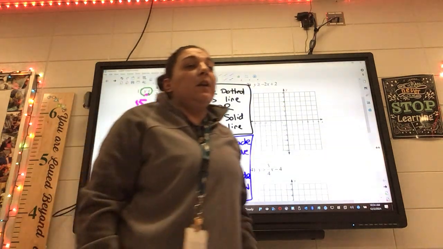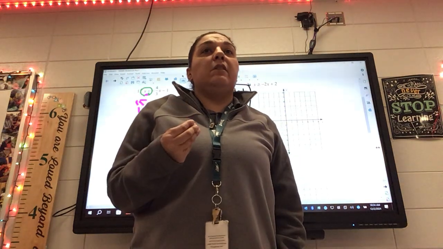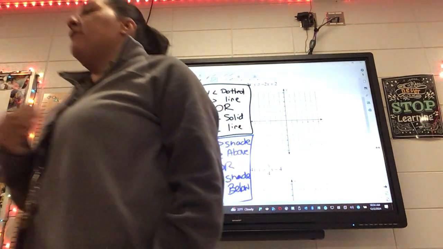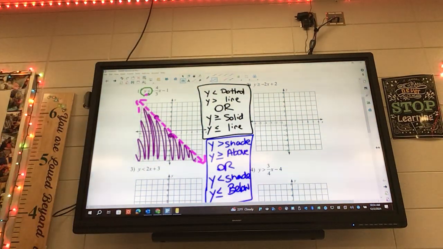Now, here's what I'm going to tell you. I should be able to definitely tell that it's shaded. It doesn't need to be super dark and every single thing colored in. It doesn't have to be perfect or anything like that, but I should be able to tell that one side is shaded and that your line is dotted. Does that make sense?